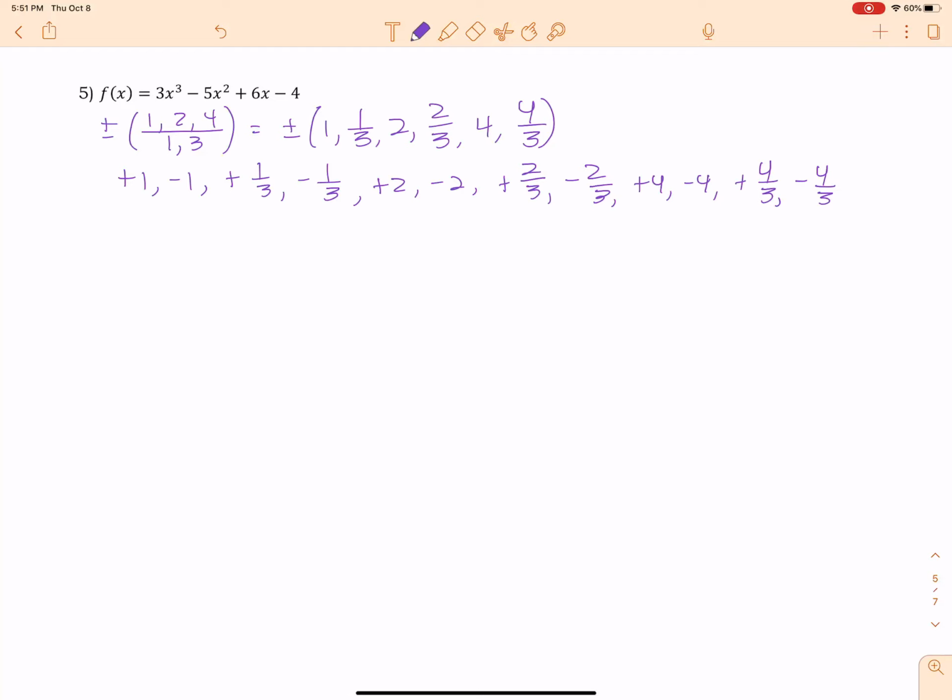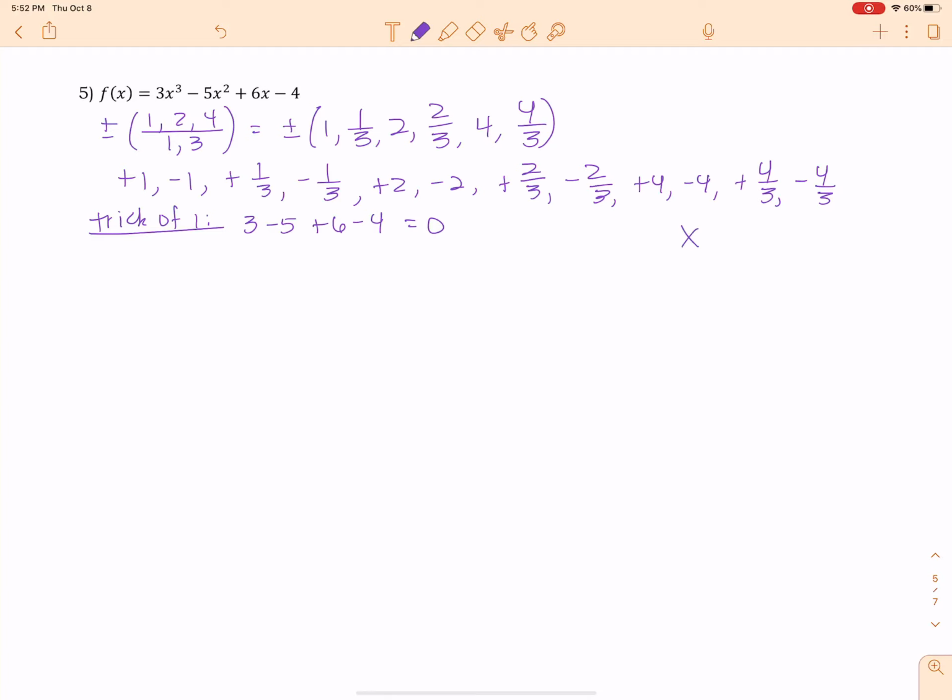All right, there's all my possible rational roots. I'm going to try the trick of 1. So I've got 3 minus 5 plus 6 minus 4. So 3 minus 5 is negative 2. Negative 2 and 6 is 4. 4 minus 4 is 0. Yay. So 1 is a solution.